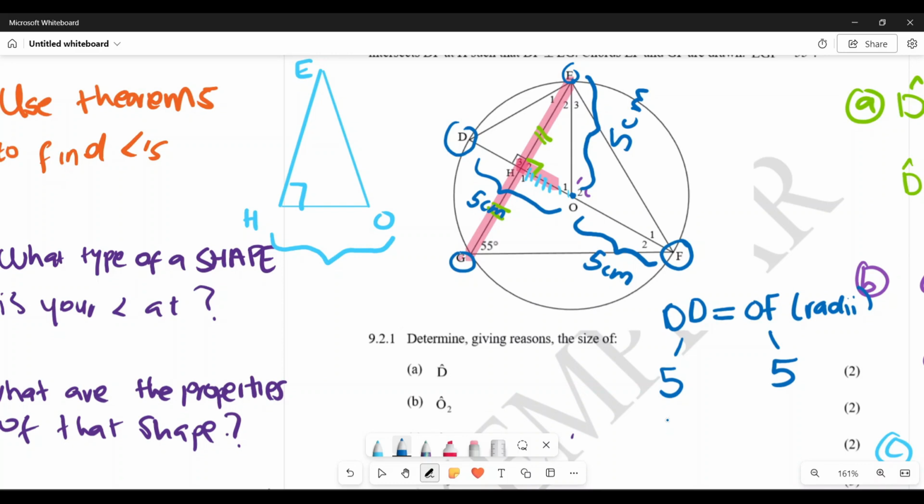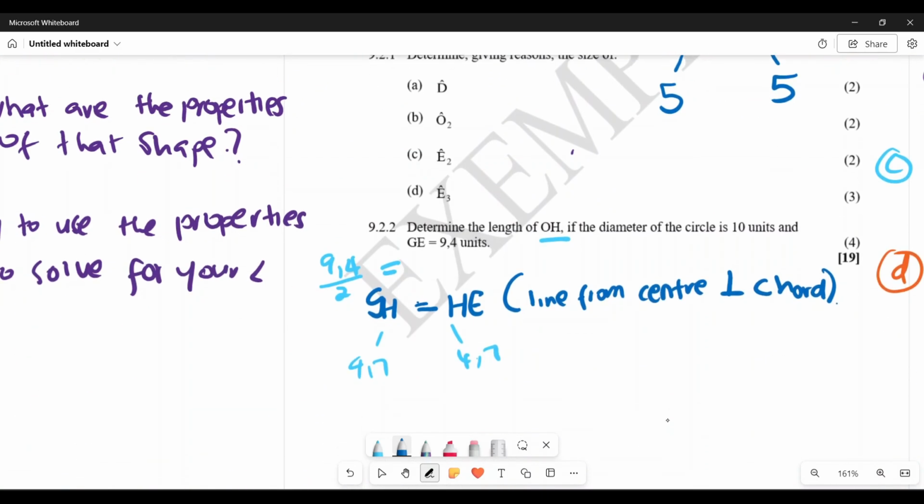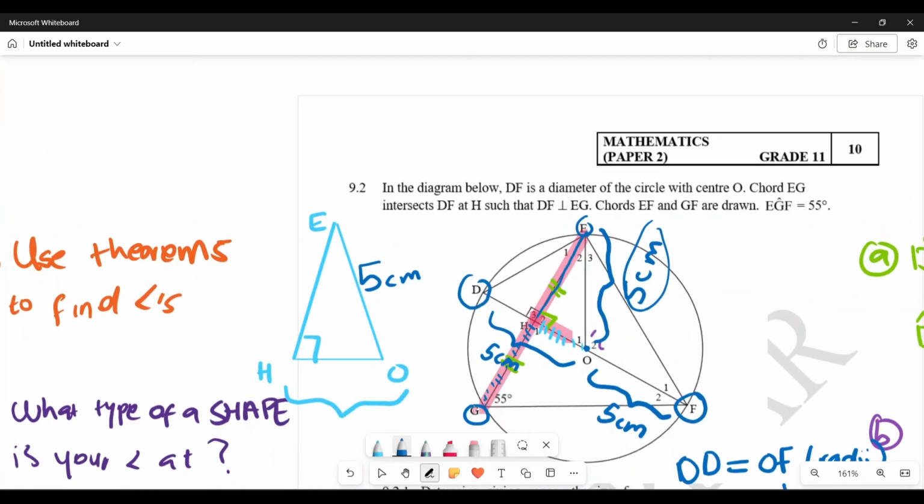Now, what length do I have so far? I said the length from O to E is going to be 5 centimeters. Because remember, if my diameter is 10, right, it simply means that DF is 10, so DO is going to be 5 and OF is also going to be 5, because these lines are equal. Remember, your radii are equal to one another. So this OE, I've determined it as 5 centimeters. Now, remember HE, which is this line here, I said this is going to be equal to this line, which is HG. Because of why? Line from center is perpendicular to chord. As a result, my HE is 4,7.